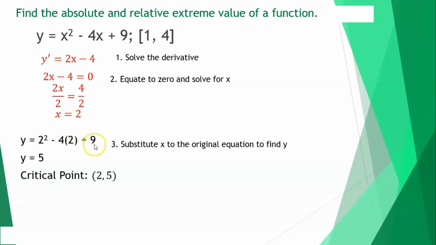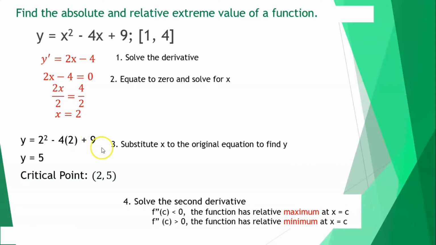So our critical point here is (2, 5). Now, get the second derivative. Second derivative here is 2. Since 2 is greater than 0, therefore it has a relative minimum point at x equals 2.